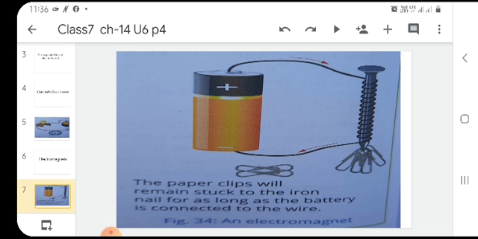An electromagnet is made from a core, generally soft iron, that is wrapped in a coil of an insulated conducting wire. And when an electric current flows through the wire, the coil behaves like a strong magnet. As soon as the current is switched off, the coil loses its magnetism and returns to normal. Therefore, an electromagnet is a temporary magnet.